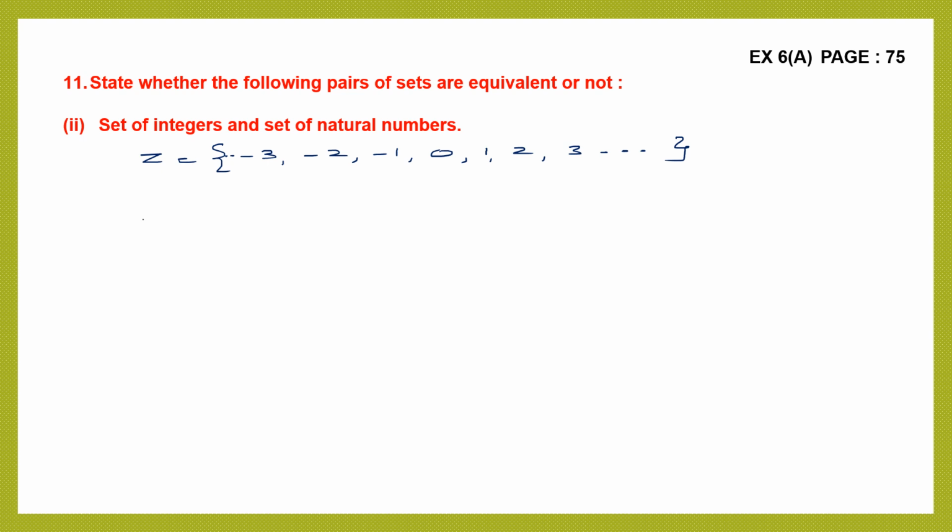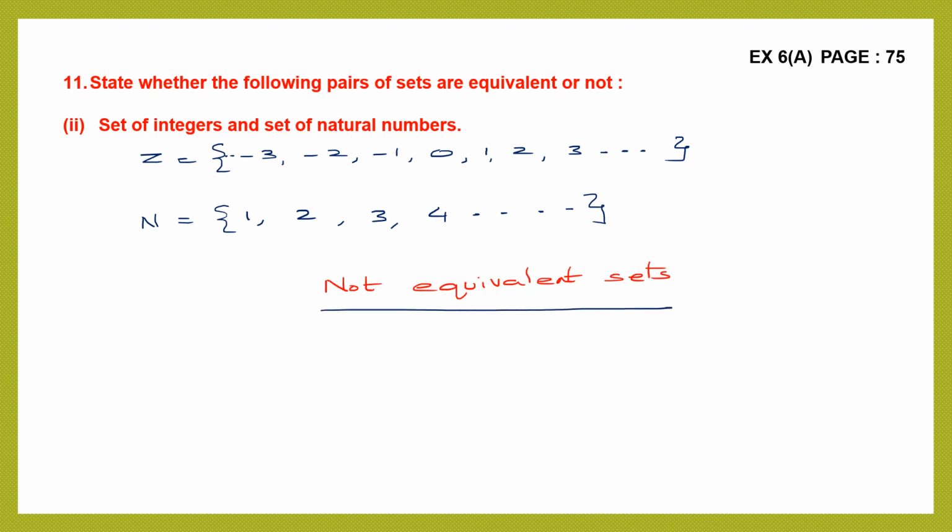Now the set of natural numbers begins only from 1: 1, 2, 3, 4 and it goes on indefinitely. So we can't count and say whether this and this are the same. The number of elements here and the number of elements here, we cannot say they are the same because they are not finite sets. So here also these two sets are not equivalent sets. So we can write that these two sets are not equivalent sets.